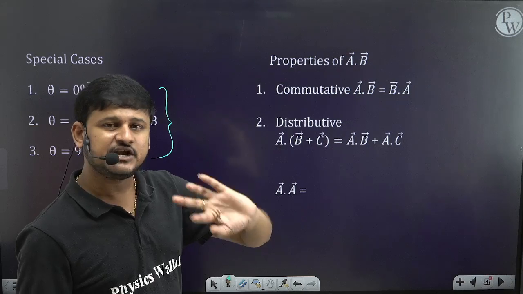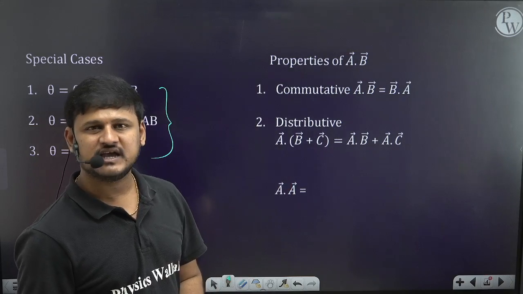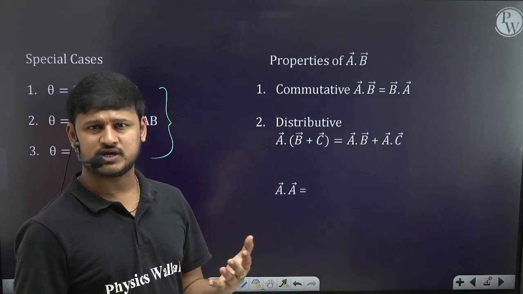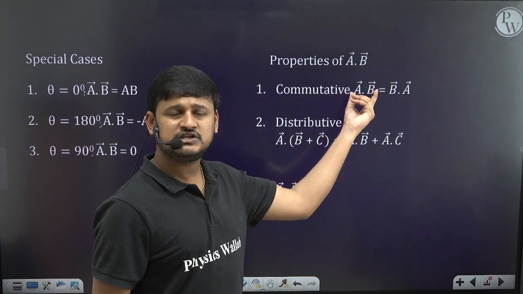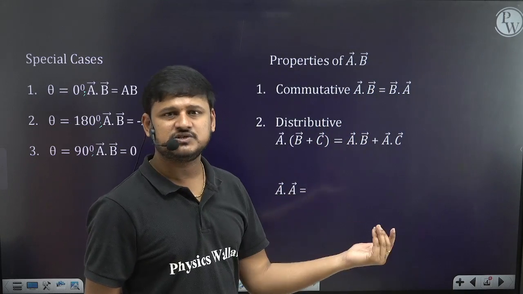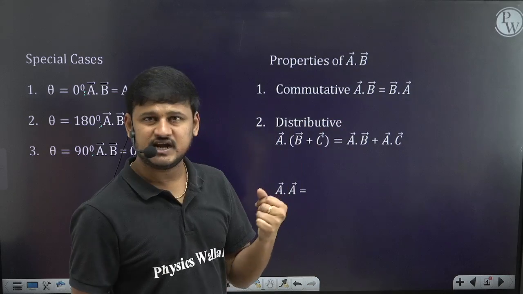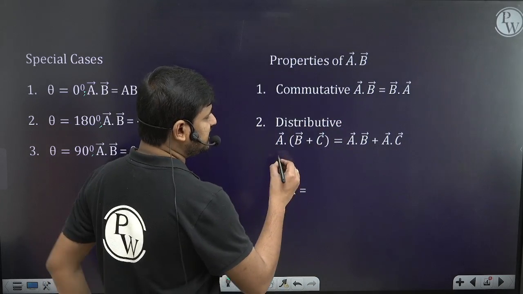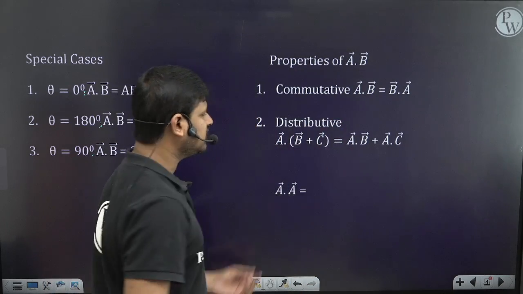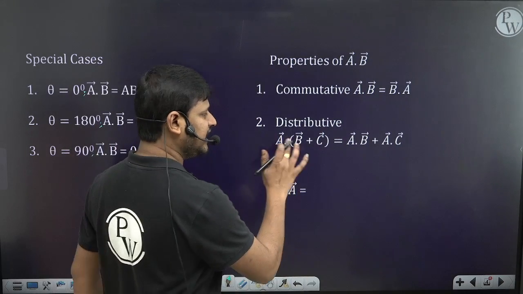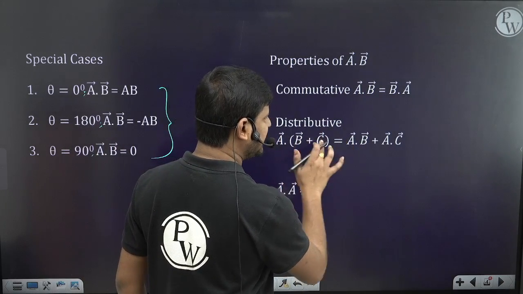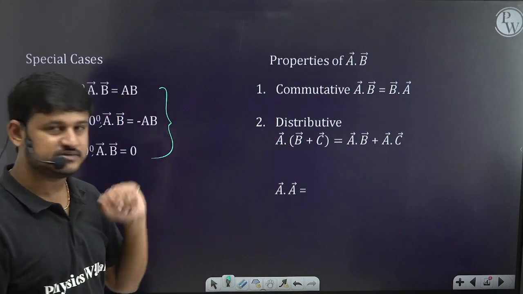So which means A dot B will be equal to B dot A, because it is simply the magnitude. Whatever magnitude you get for A dot B, you get the same for B dot A. So there is no direction, right? And then it's distributive also. A dot (B plus C) is equal to A dot B plus A dot C. So this is distributive as well.